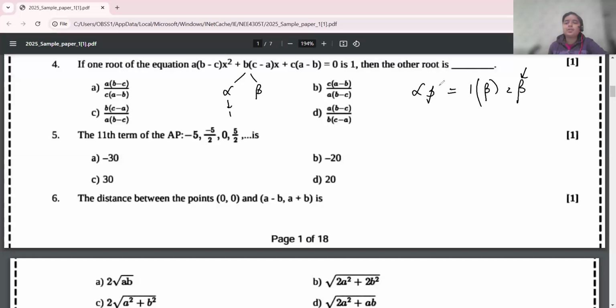Thus, the other zero is actually equal to the product of zeros, and the product of zeros is c by a. We put in the value from here. C is actually c times a minus b.